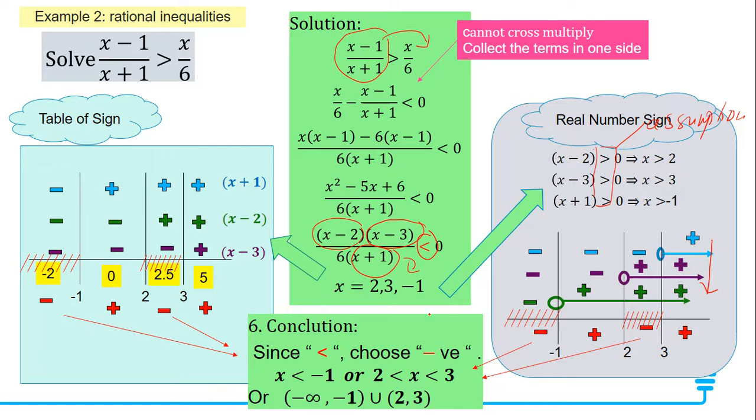Okay, now how do you want to conclude for these problems? Now we look back at our problem. It's a less than. When this is a less than, it means that you need to take the negative range. This is in between 2 and 3. So I'm going to have between 2 and 3. This is -1 infinity.